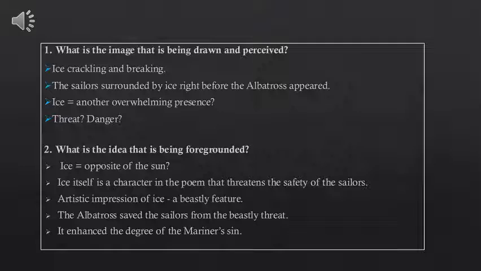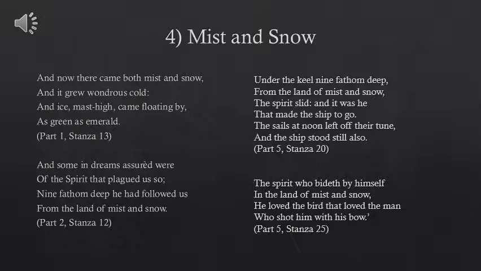So the albatross came to save the sailors from the beastly threat, but it ended up being killed, and this enhanced the degree of the mariner's sin. So now we are receiving a clearer picture on how the mariner has sinned. So later we can see, because he has sinned, what are the consequences that he is to face.